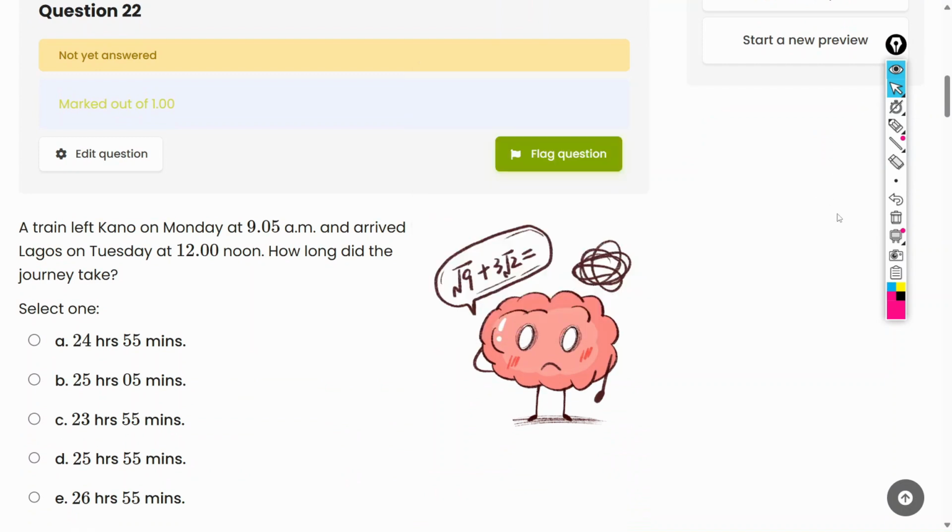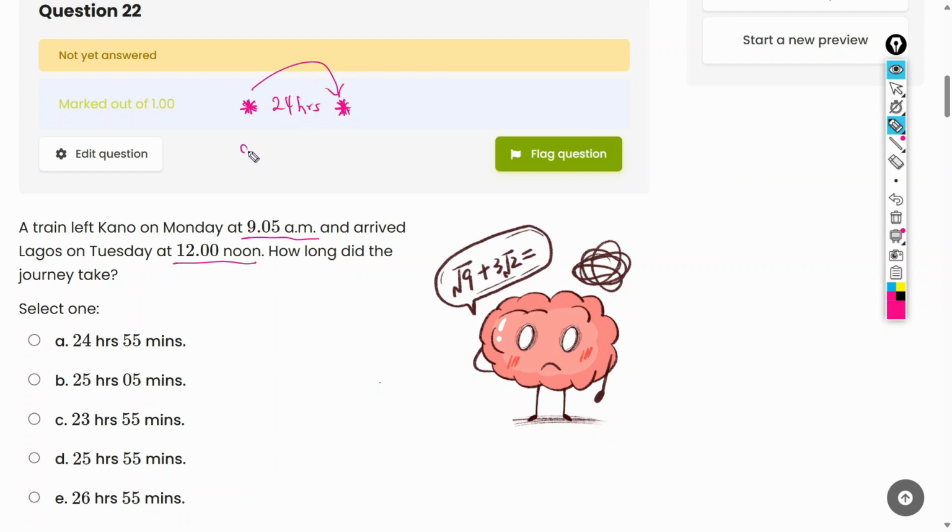Question 22. A train left Kano on Monday at 9:05 a.m. and arrived Lagos on Tuesday at 12 noon. How long did the journey take? So from 9:05 a.m. to 12 noon, how much time is that? One of the easiest ways you can solve problems like this is to first remind yourself that the time it takes from the same time on one day to the same time the next day is 24 hours.